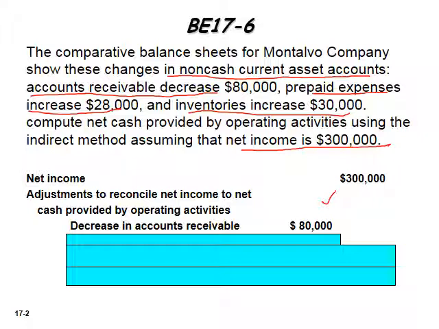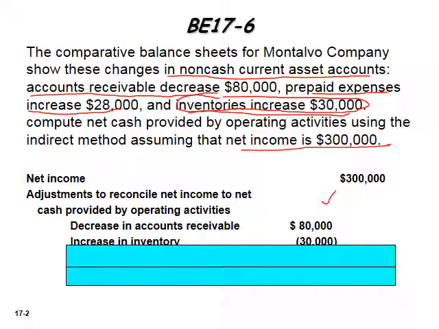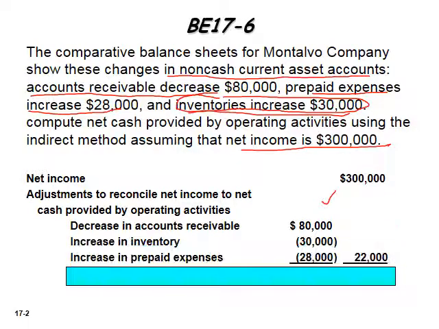Prepaid expenses increase. If prepaid expenses increase, that means we paid cash to make the prepaid expenses go up. So that means there was a cash outflow, and we're going to subtract the change in the prepaid expense account. Inventory was next. Inventories increasing means that we paid cash to make the inventory balance go up, so there would be a subtraction. So it's a subtraction. When we total those three, we have a net positive.